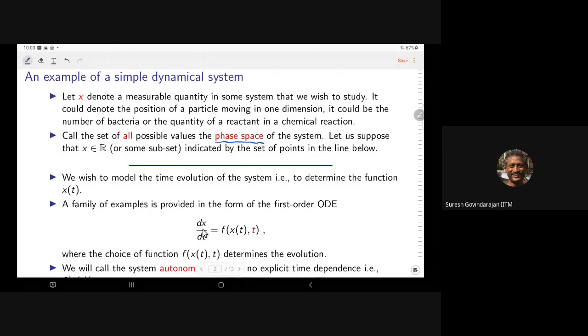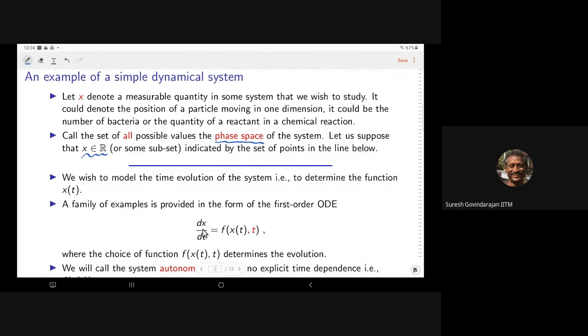This is a very broad definition. For instance, let us suppose that X belongs to R, the real line, or even some subset. What we do is draw, below, a blue straight line which goes from minus infinity to plus infinity, and that is the phase space of the system.